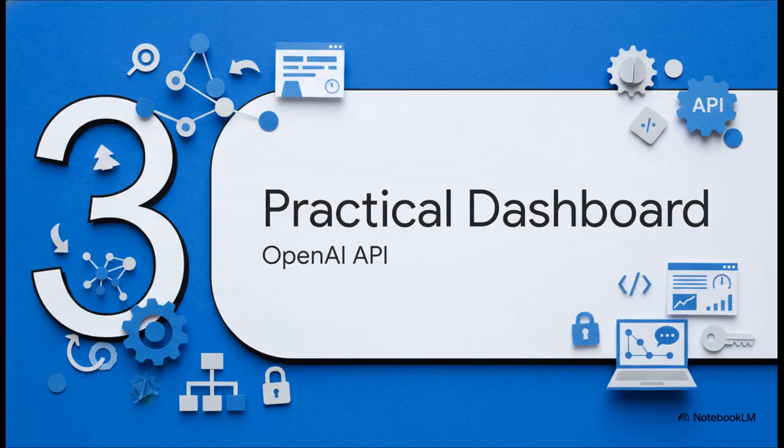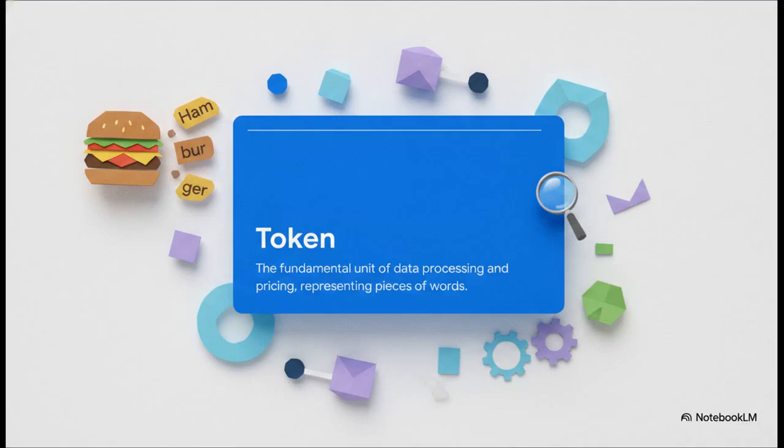Moving right along to Chapter 3, the practical dashboard, the OpenAI API. Before we can even think about making an API call, we need to talk about the fundamental currency of the entire AI ecosystem, the token. It's the basic unit of data processing and pricing in AI. You see, models don't actually read words, they read tokens, which represent pieces of words. A word like hamburger, for example, might be broken down into 3 separate tokens: ham, burr, and jur.